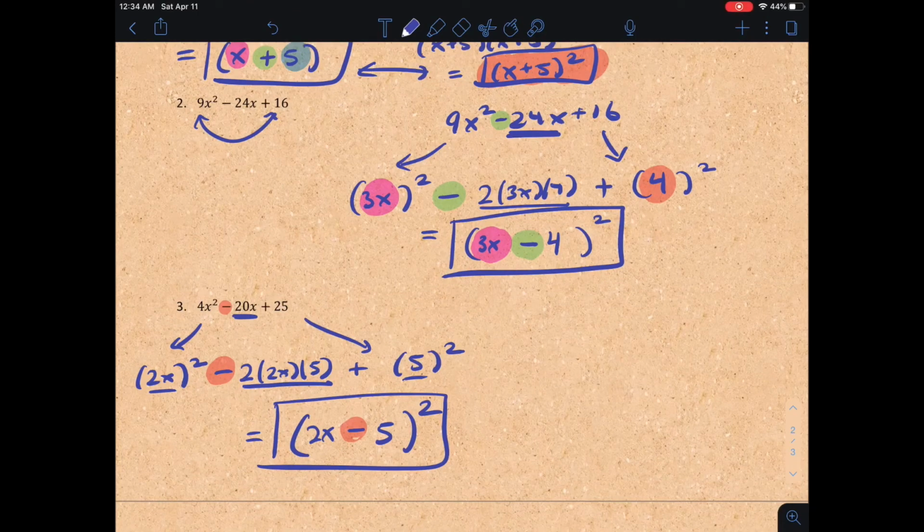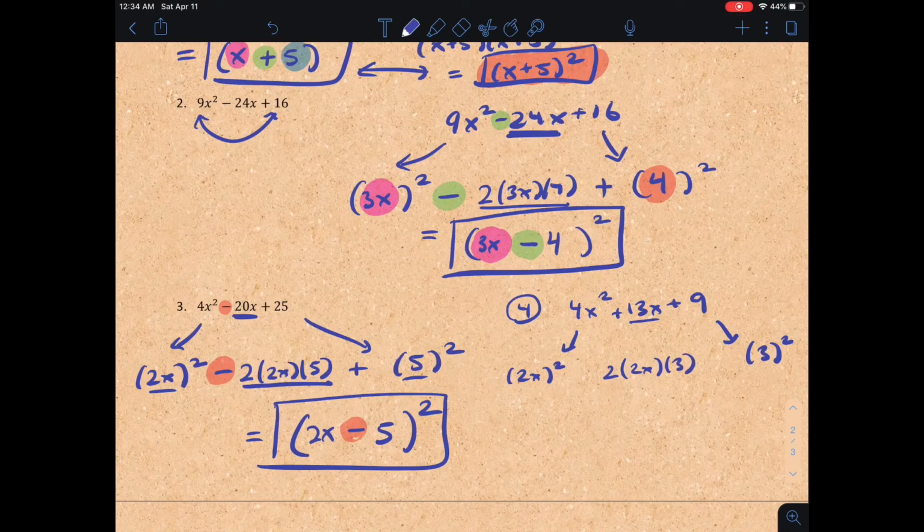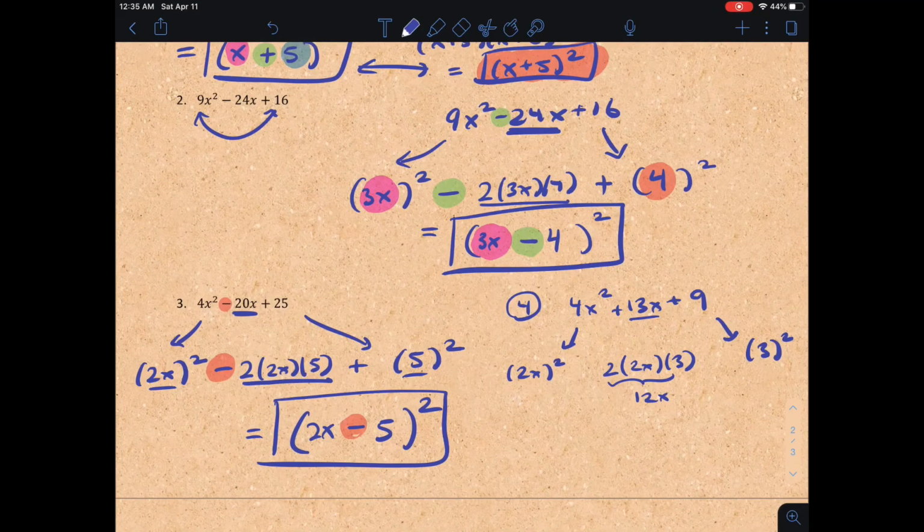I want to show you one last example of a problem where it looks like it might be a perfect square trinomial, but it's not. So for this one, I'm going to write 4x squared plus 13x plus 9. Now this looks like the basic structure of a perfect square trinomial, because this 4x squared is simply 2x times 2x, right? 2x squared. This 9 is 3 squared, so far it's looking good. But if you notice, the middle term, 13x, is not 2 times 2x times 3. This right here is 12x. What this tells me is that this is not a perfect square trinomial.